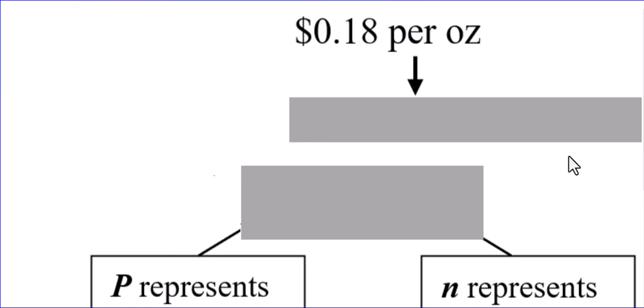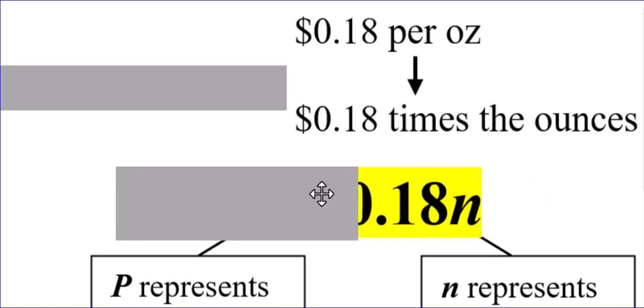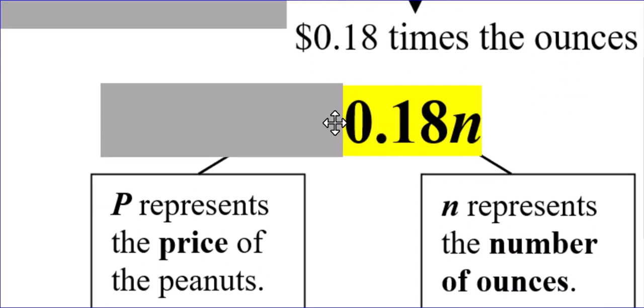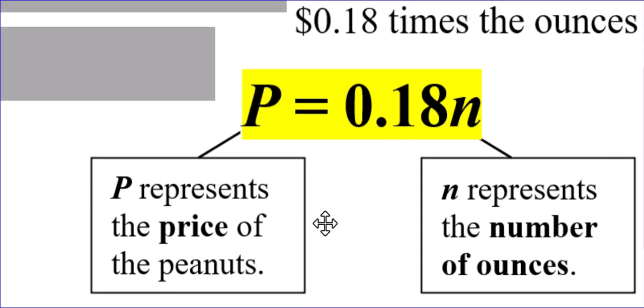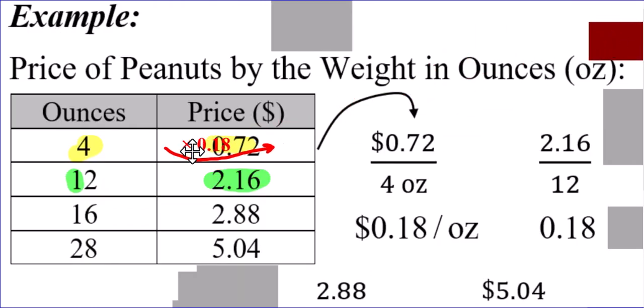And like I just did on the previous example, I can take the unit rate of 18 cents per ounce and realize that means 18 cents times the ounces, and I can set up an equation. 18 cents times a variable, here I picked N for the number of ounces, will always equal the price of the peanuts. I'll use the variable capital P for the price. And if you look back at our chart, you will notice that if I always take the number of ounces times this 0.18, I will always get the price.